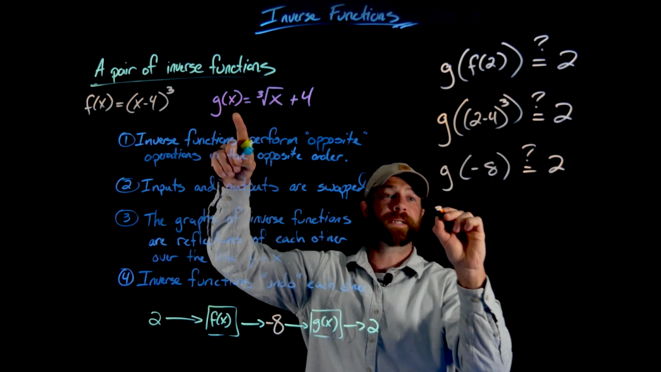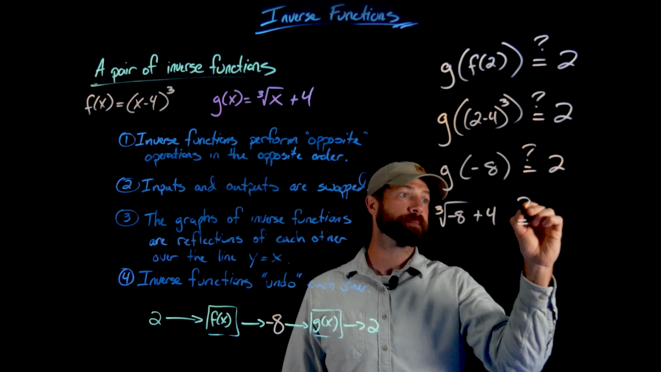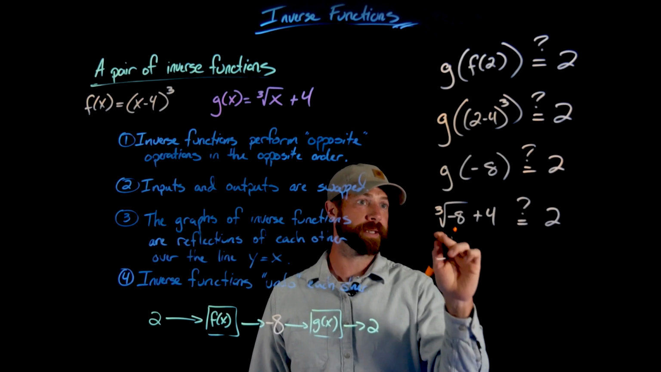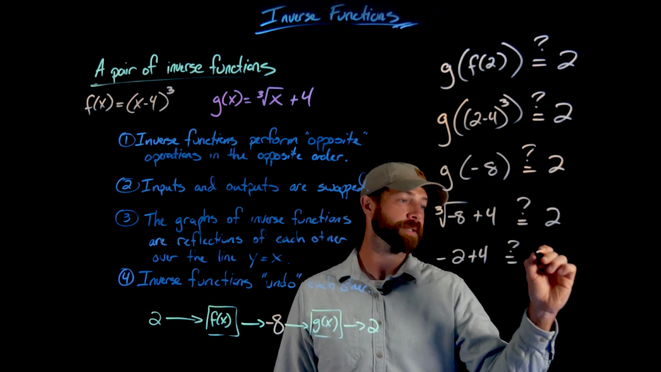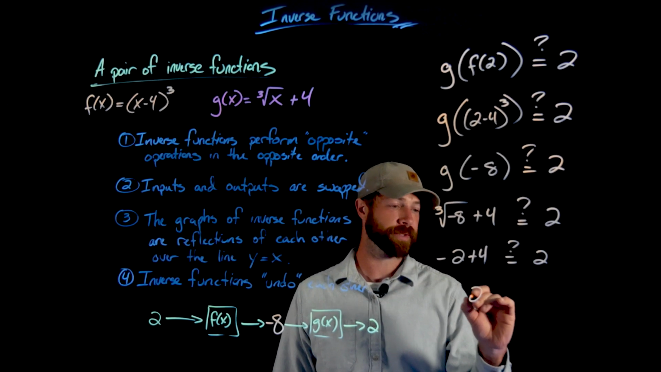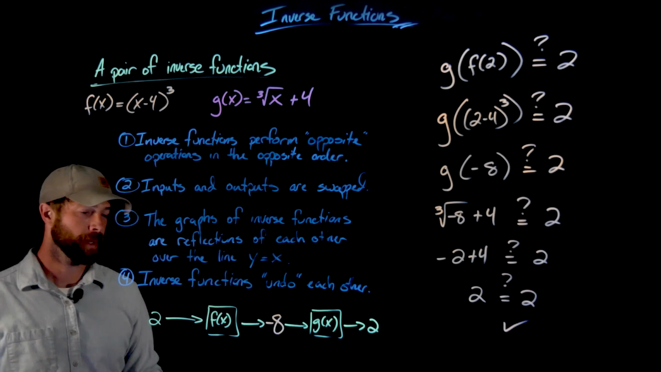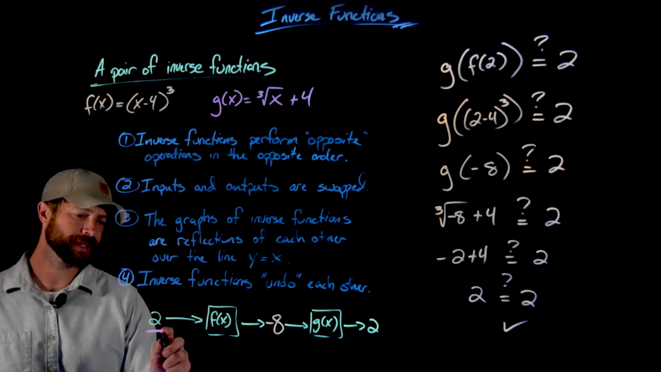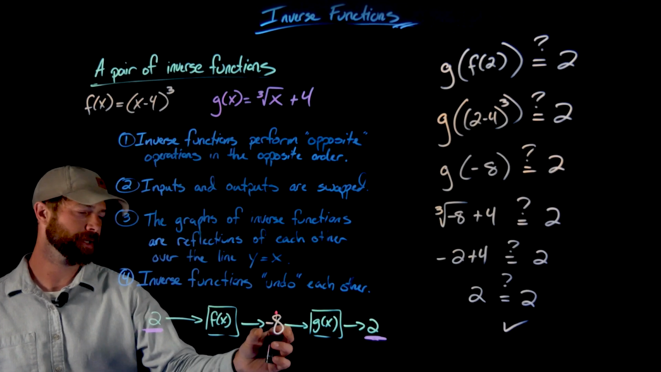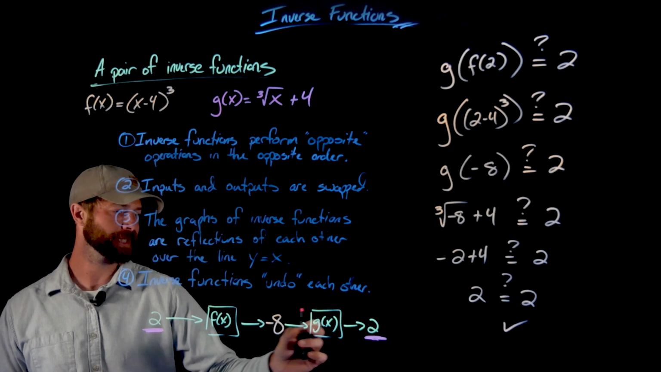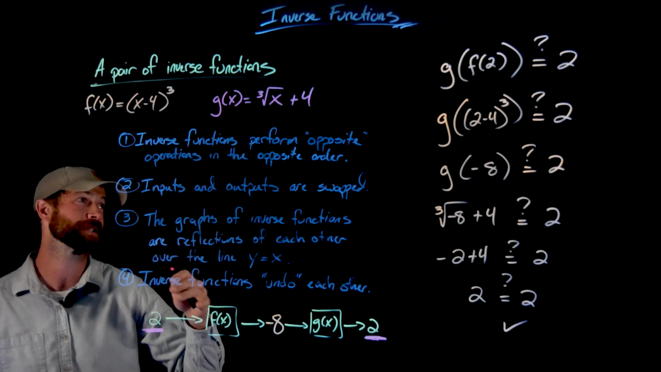What this becomes is the cube root of negative 8 plus 4. And the cube root of negative 8 is negative 2. And it looks like we have it. Negative 2 plus 4 is 2. And again, the focus of what I'm trying to say right here is the fact that we started with the 2. I didn't know what the middleman would be, but that once I plugged that into g of x, I knew I would get out 2 because I'm confident that these are inverses of each other.